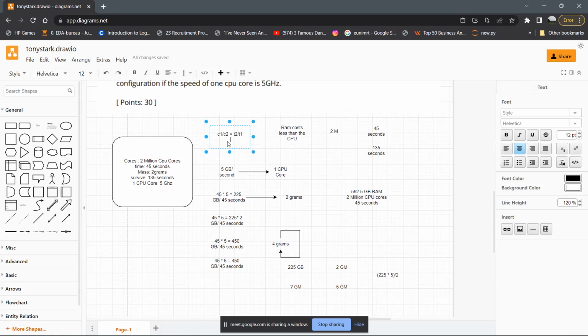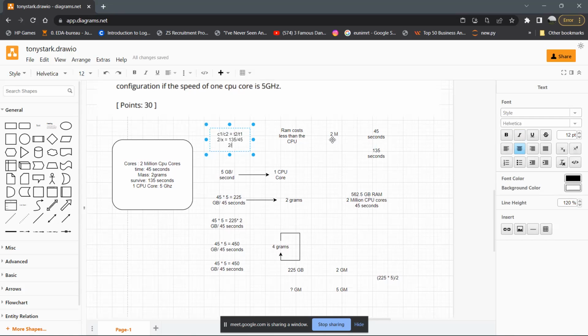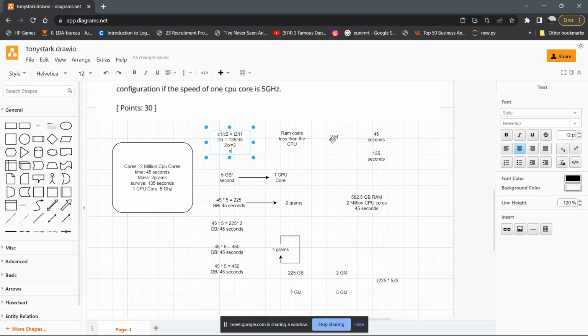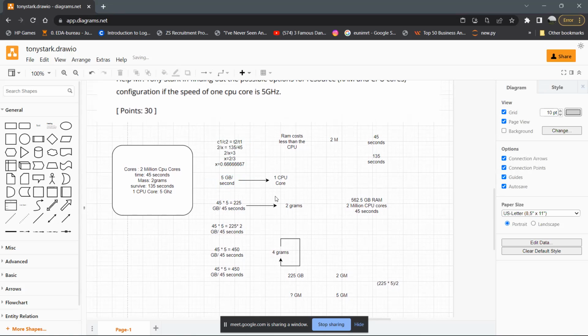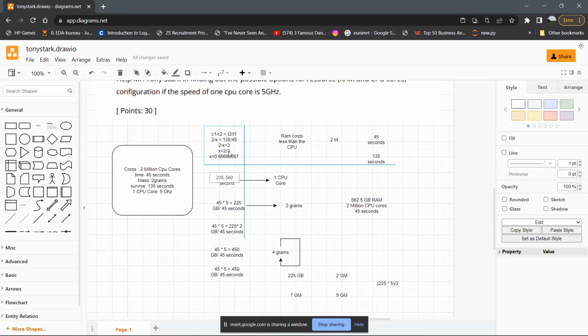So we know that both are inversely proportional. Now it's simple: 2 divided by x, since we don't know core 2, is equal to 135 divided by 45. Now it becomes 2 divided by x is equal to 3. Now we need to know x, which is 2 by 3, so it will be about 0.66667. Brandon, do you understand this? Yeah.